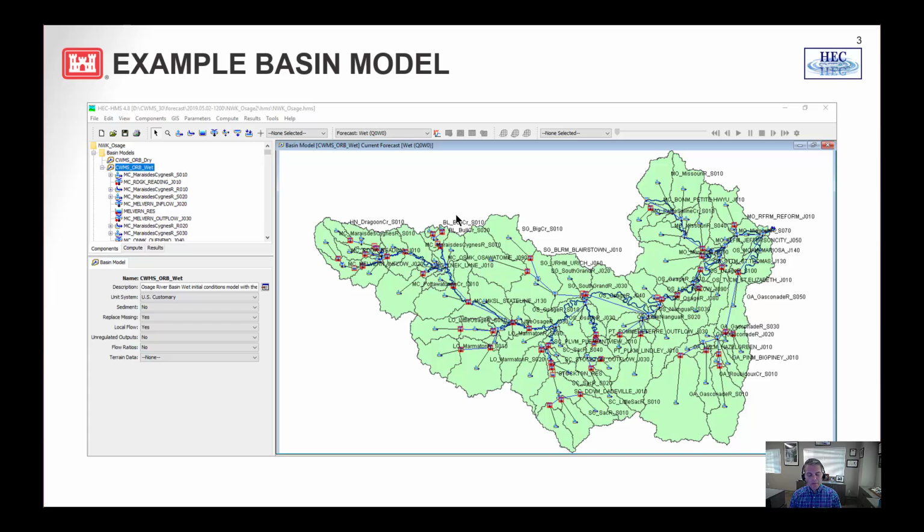So if you do have a set of basin models tuned to different conditions, those are going to help you whenever you create a new forecast. You can select the basin model or those conditions that best reflect the condition in the watershed at the time that you create the forecast.